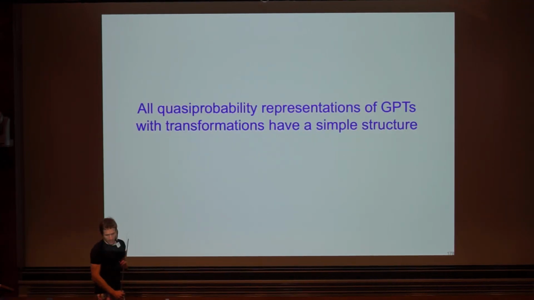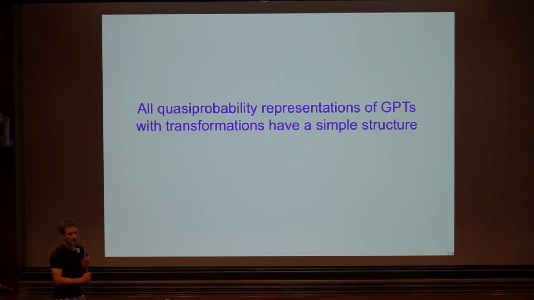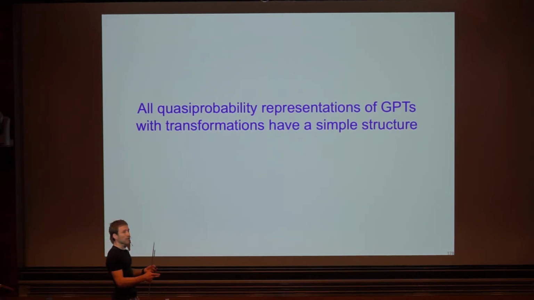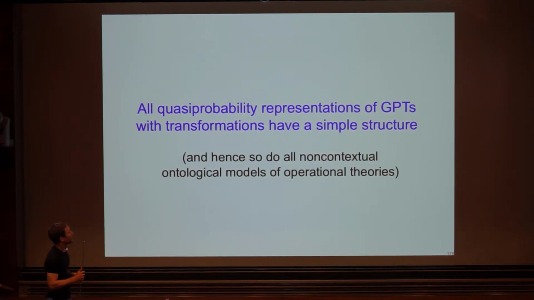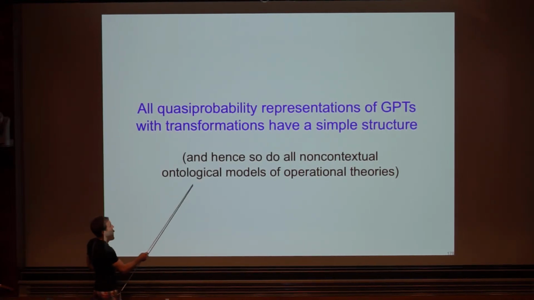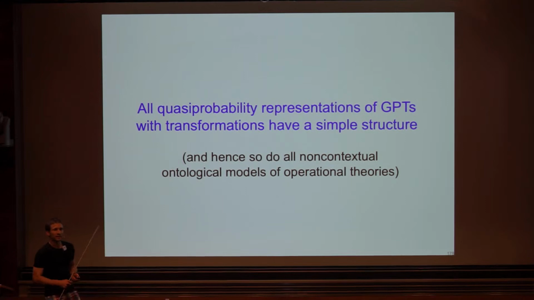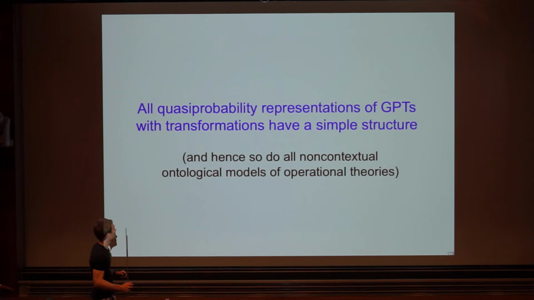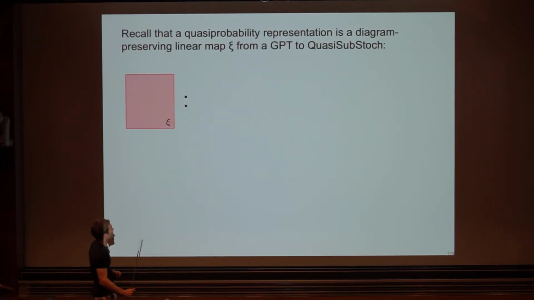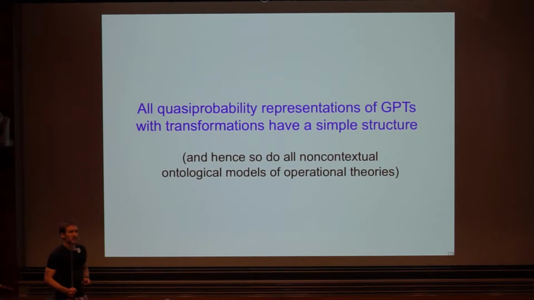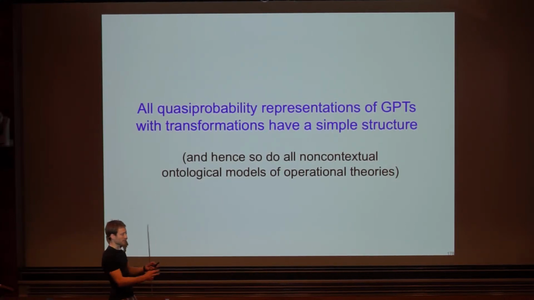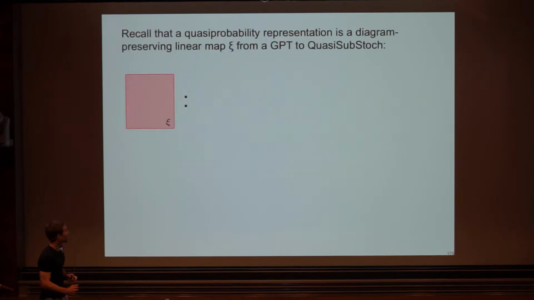So for example, in the next part of the talk, I'm going to prove a theorem which says that all quasi-probability representations of GPTs, when you study the structure of transformations and you go beyond the prepare-measure case, have a very simple mathematical structure. And because of these equivalences, it follows that so do all non-contextual ontological models. They also have this simple mathematical structure. The only difference is there's a quotienting operation involved as well. So henceforth, I'm going to focus largely on quasi-probability representations, but you can keep in mind this equivalence. That's really what's motivating us to care about these representations.